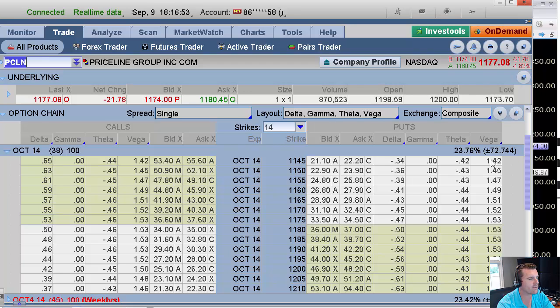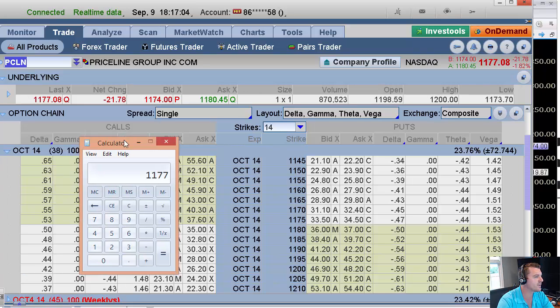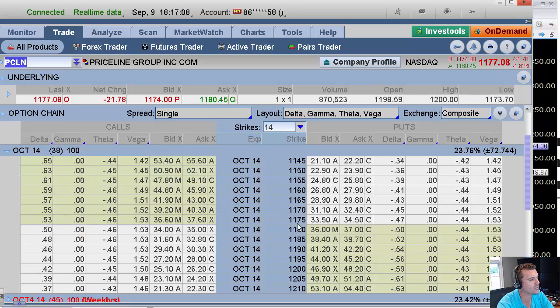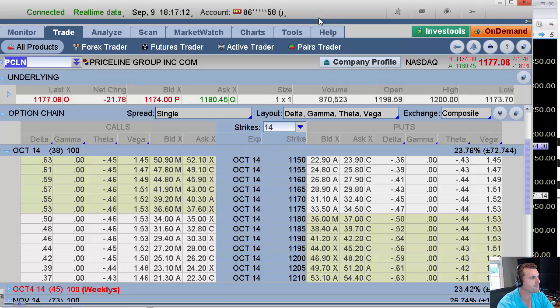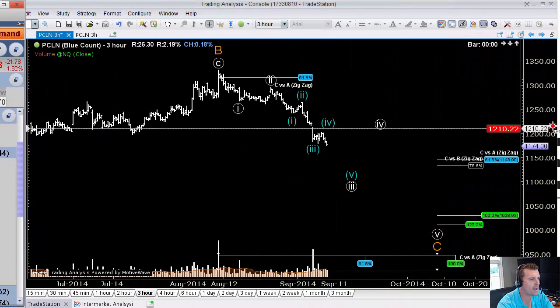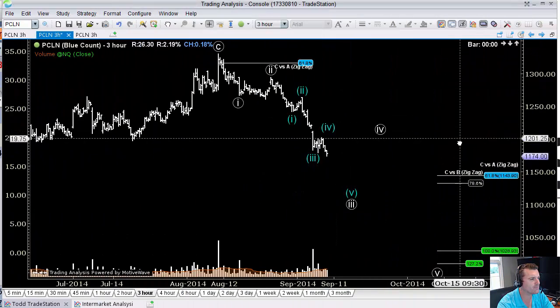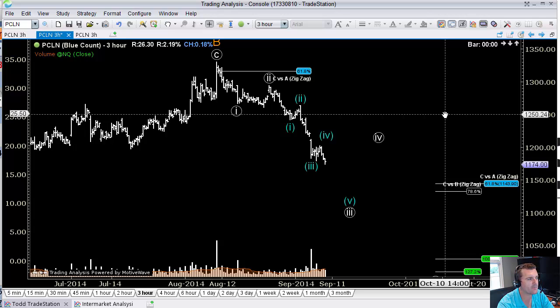So $72 on top of 1177, about 1250. Is that right? Let me just do that real quick. 1177 plus 70, call it 73, is 1250. Perfect. So that's 1250. That's quite a ways away. So let's look at what that means on the chart. 1250 is right here. All right, I like that level.